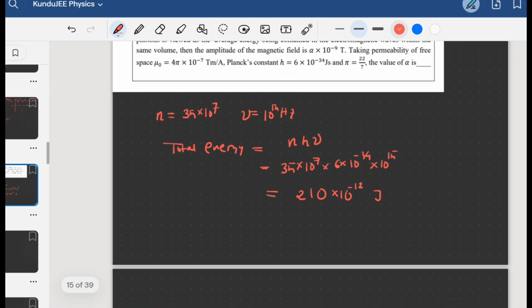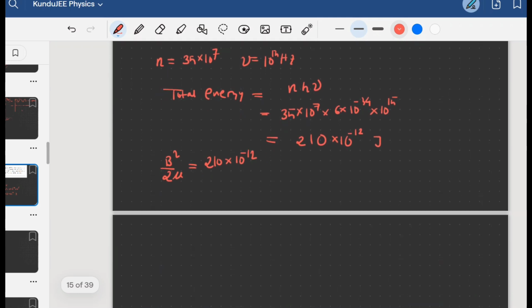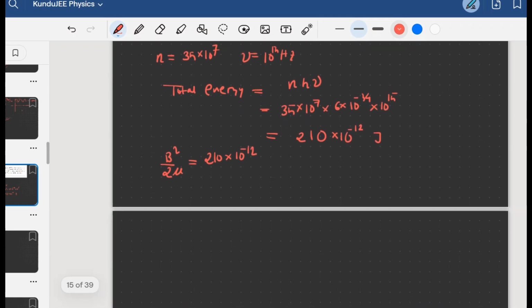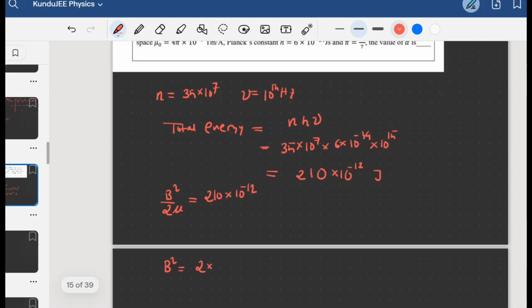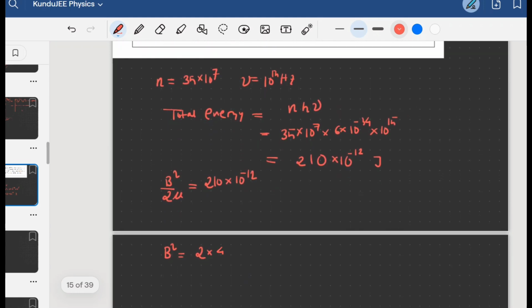Now magnetic field energy per unit volume is B square by 2 mu, that should be equal to the total energy of the photons, that is 210 into 10 to the power minus 12. So we can just put the value of mu, and we will be able to find out the value of B square. B square is 2 into mu naught, which is 4 pi into 10 to the power minus 7, into 210 into 10 to the power minus 12.